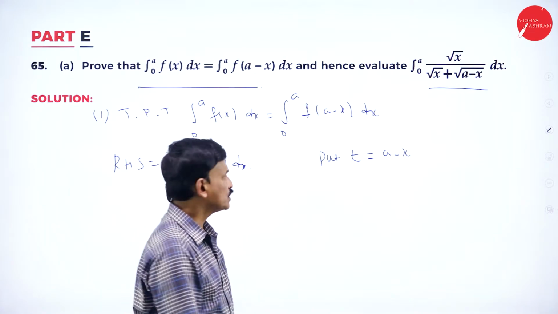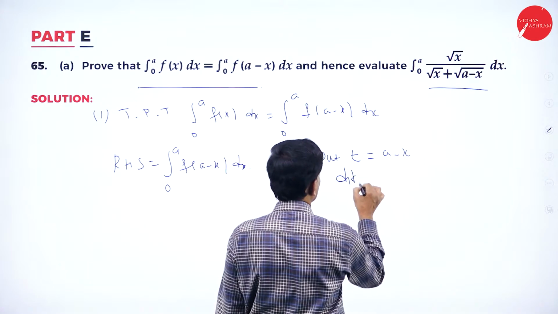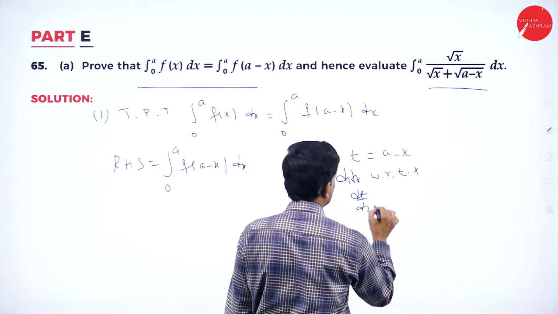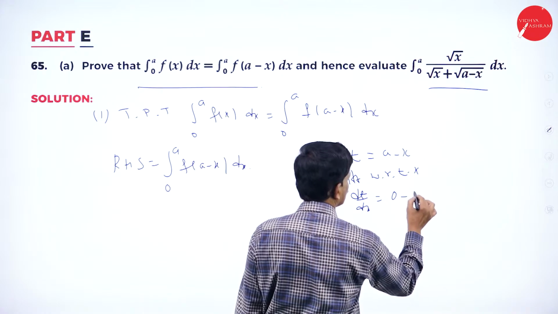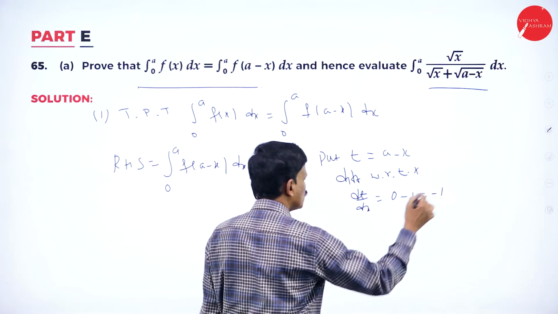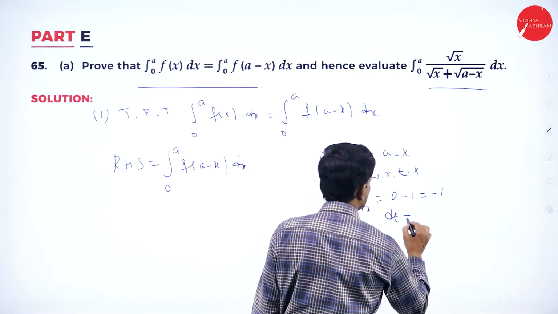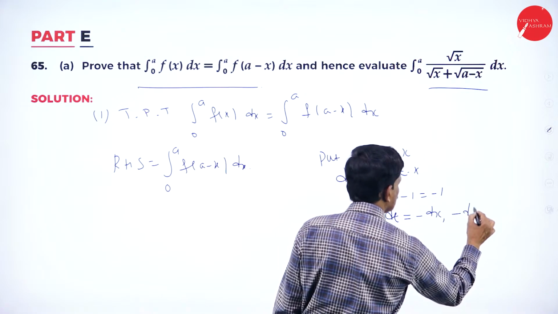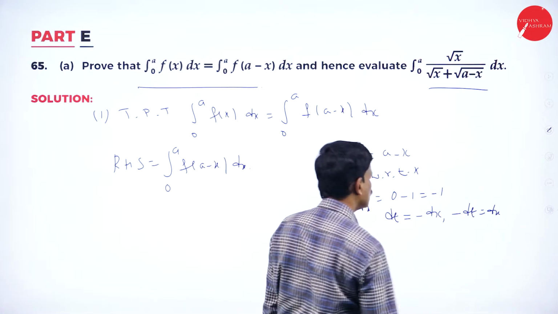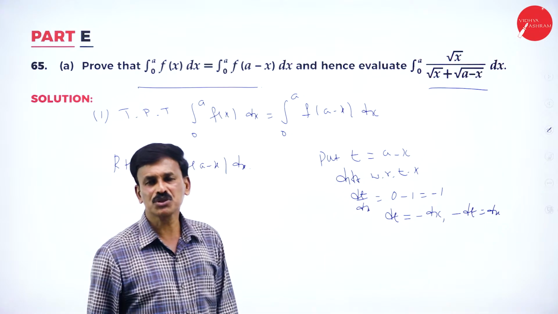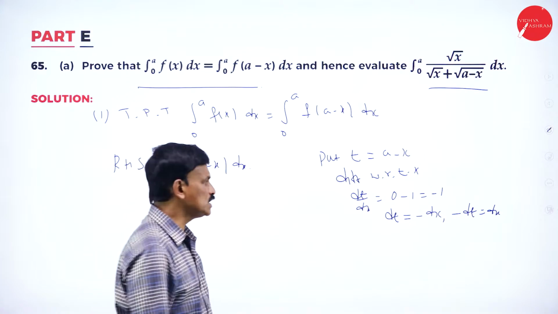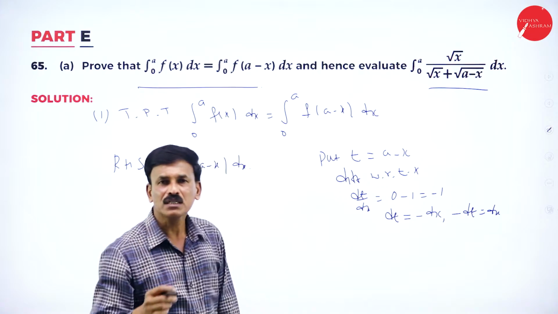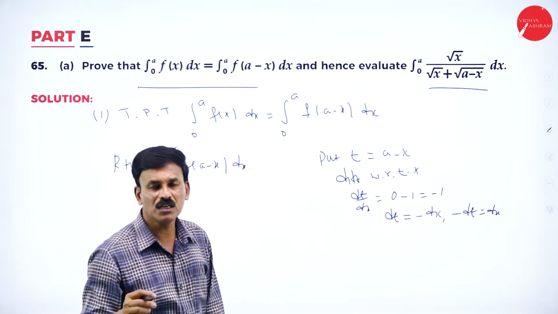Okay. Now, differentiate it. Differentiating with respect to x, dt by dx is equal to the derivative of a, a constant, which is 0, minus the derivative of x, which is 1. So, this is equal to minus 1. Cross multiply it, dt is equal to minus dx or minus dt is equal to dx. Now, you know, whenever the substitutions are taken, the value of limit also changes. What are the values of limit here? 0 to a.